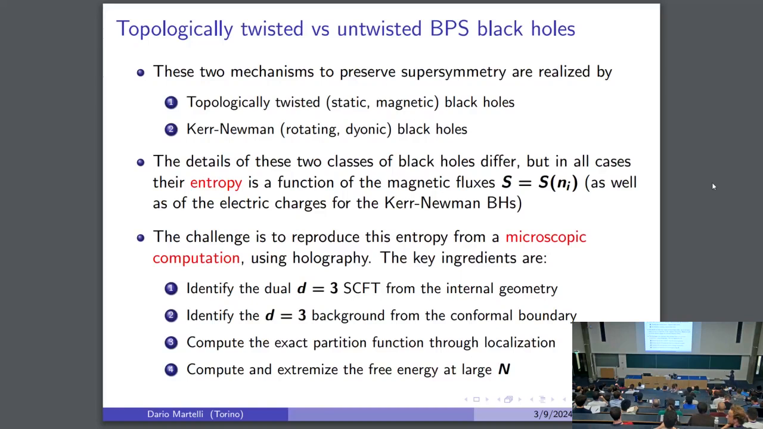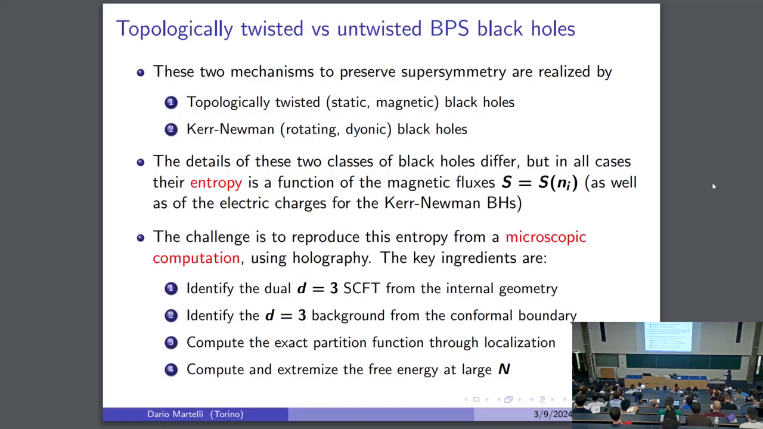Now, the details of these two classes of black holes differ, of course. One class rotates, the other doesn't, and so on. But in all cases, the entropy, which is the main observable of interest for a black hole, and here by entropy I mean really 1/4 of the area of the horizon, is a function of the parameters. Once you have the solution, as Yanis was describing, you compute it one way or another, and you get a function of these magnetic charges. Of course, in the case that there are also electric charges, it will also be a function of the electric charges. But I want to focus on the dependence on these magnetic charges here.